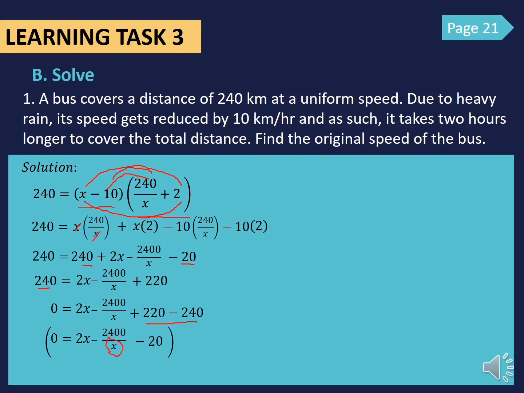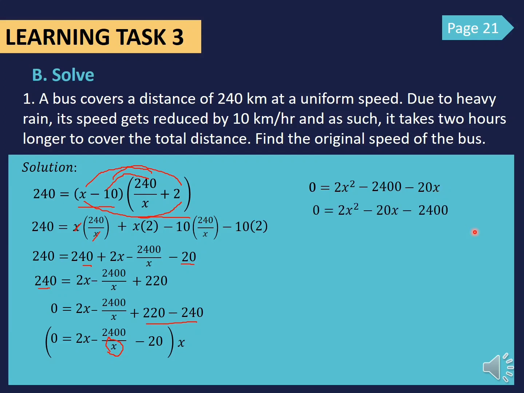So, therefore, let us multiply them by the LCD. The LCD is x. So, 2x times x, we have 2x squared. Then 2,400 over x times x, makakancel natin si x, so 2,400 na lang. And then, negative 20 times x, we have negative 20x. So, therefore, we have 0 is equal to 2x squared minus 2,400 minus 20x.